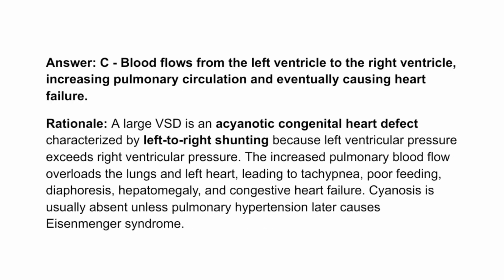Answer. C. Blood flows from the left ventricle to the right ventricle, increasing pulmonary circulation and eventually causing heart failure. Rationale. A large VSD is an acyanotic congenital heart defect characterized by left-to-right shunting because left ventricular pressure exceeds right ventricular pressure. The increased pulmonary blood flow overloads the lungs and left heart, leading to tachypnea, poor feeding, diaphoresis, hepatomegaly, and congestive heart failure. Cyanosis is usually absent unless pulmonary hypertension later causes Eisenmenger syndrome.